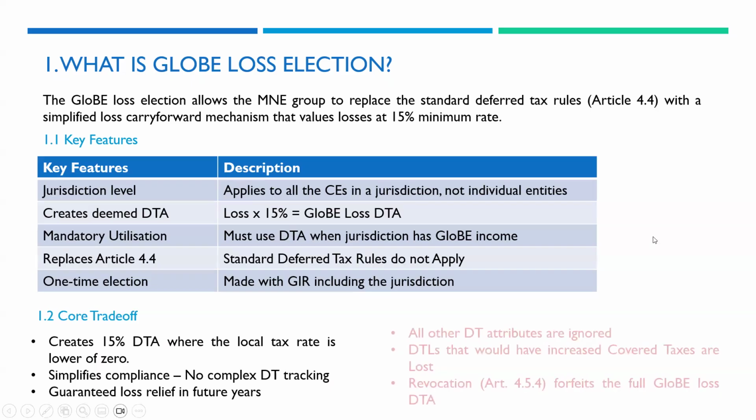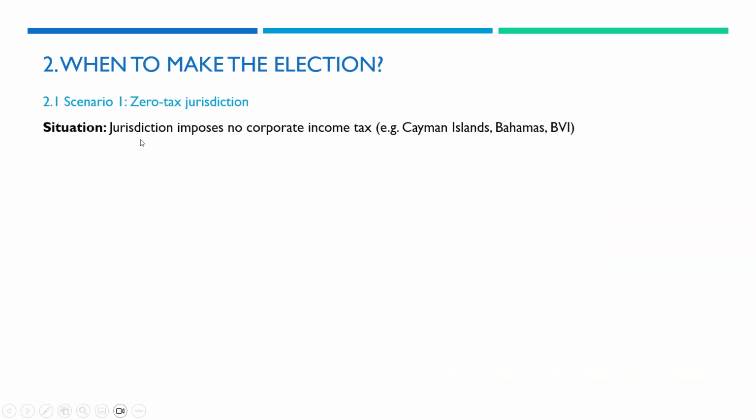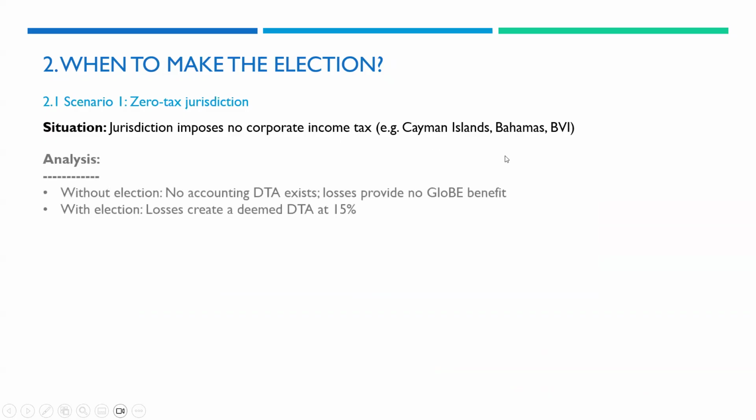We'll do a lot of understanding there. So when to make the election? This is very important. So let's say it is a zero tax jurisdiction. This is a jurisdiction that imposes no corporate income tax. Example, Cayman Islands, Bahamas, and BVI do not have any corporate income tax. So without the election, we understood this: no accounting DTA exists. Local law provides no GloBE benefit, right?